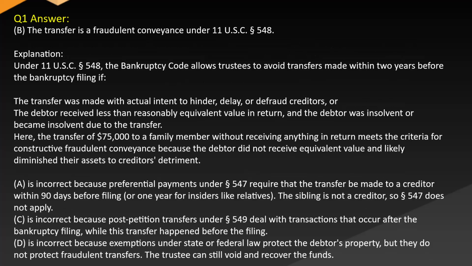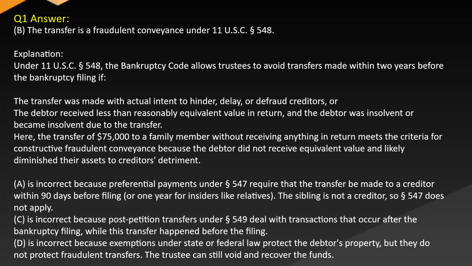Answer B. The transfer is a fraudulent conveyance under 11 U.S.C. § 548. Explanation: under 11 U.S.C. § 548, the Bankruptcy Code allows trustees to avoid transfers made within 2 years before the bankruptcy filing if the transfer is made with actual intent to hinder, delay, or defraud creditors, or the debtor received less than reasonably equivalent value in return and the debtor was insolvent or became insolvent due to the transfer.